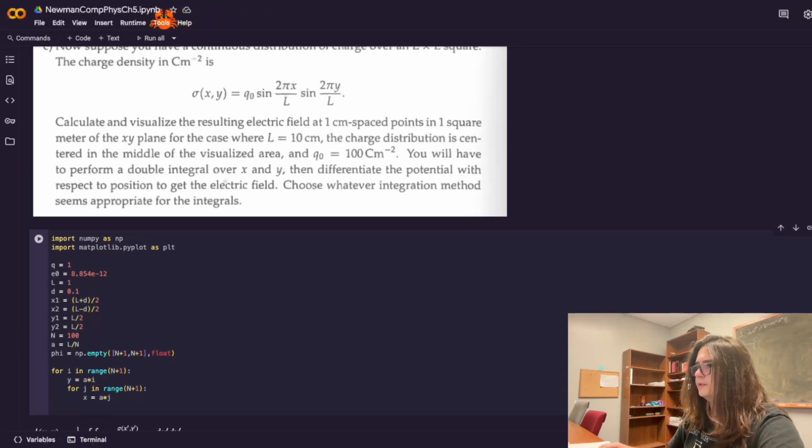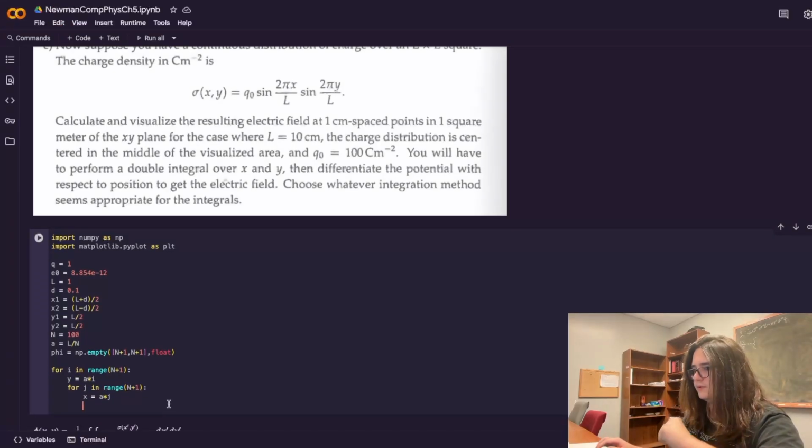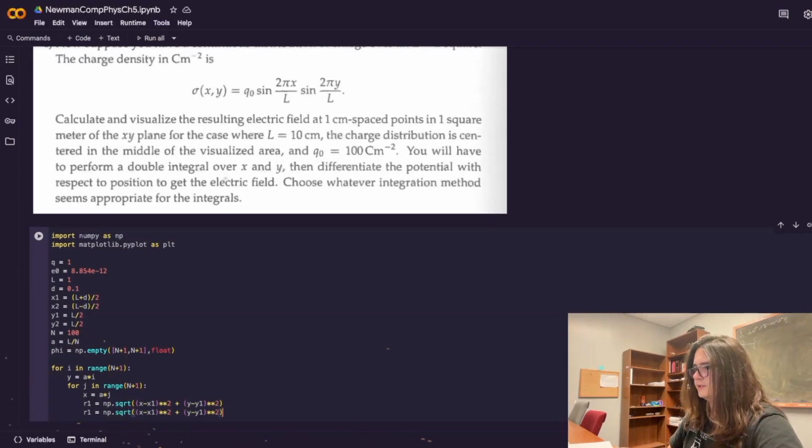We do need to calculate the distance between the point we're evaluating at and the 2 different point charges. That is going to be done by the Pythagorean theorem, which is the square root of the x difference squared plus the y difference squared, right? R2 will be identical to that line, so let me just copy it down, but replace all the 1's with 2's, obviously.